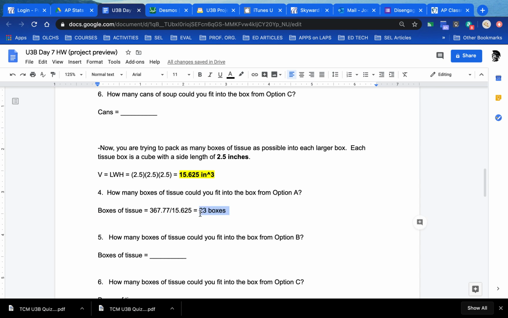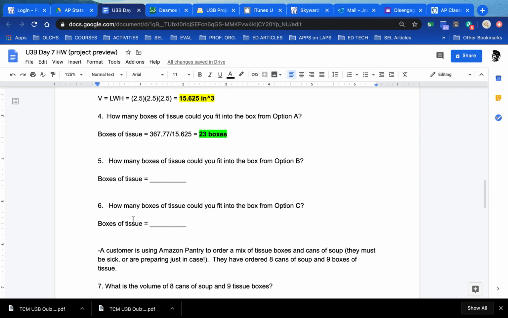And again, I'm going to keep emphasizing this. You would do the same thing for option B and option C. You take the volume answer you found in the very beginning divided by 15.625, and the volume answer you found in the very beginning divided by 15.625.